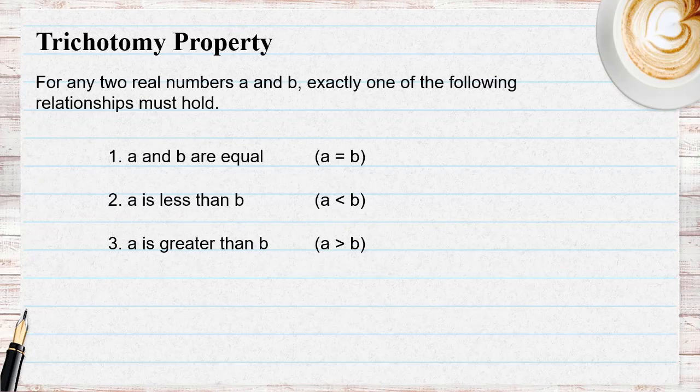Next, we have the trichotomy property. For any two real numbers A and B, exactly one of the following relationships must hold. Number 1, A and B are equal. Next, A is less than B. Then last, A is greater than B.